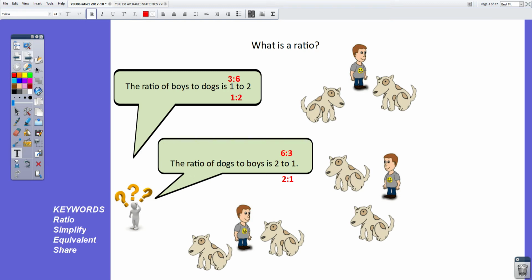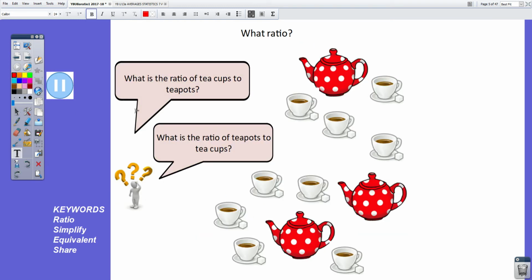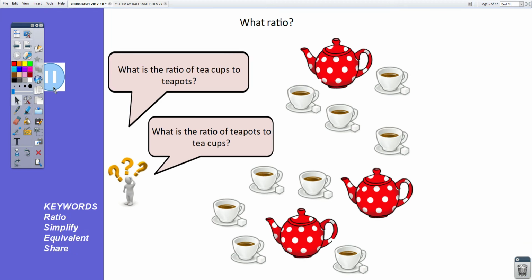Moving on. Right, so a quick one for you to do. What's the ratio of teacups to teapots and the ratio of teapots to teacups? And if you can simplify it so that you've got a 1 in there, that would be even better. So pause the video for a moment, please, and play it when you are ready to continue. Okay, let's see what you've got.